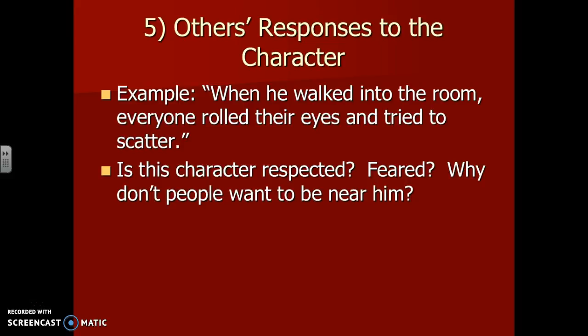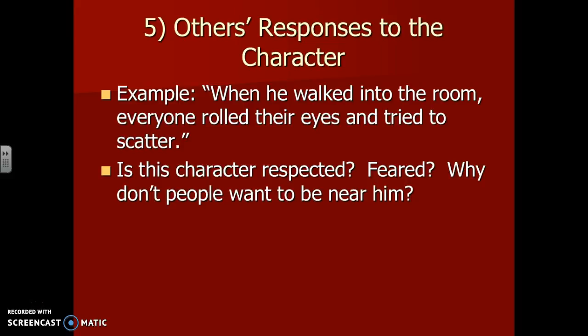So the next thing we have is this idea of other responses to the character. So how other people view that character. "When he walked into the room, everyone rolled their eyes and tried to scatter." If someone walks into a room and there's that reaction, we as an audience know that the character that just walked in is probably not respected. People hate them. He doesn't get along with people. And something's happened to get people to hate this person.